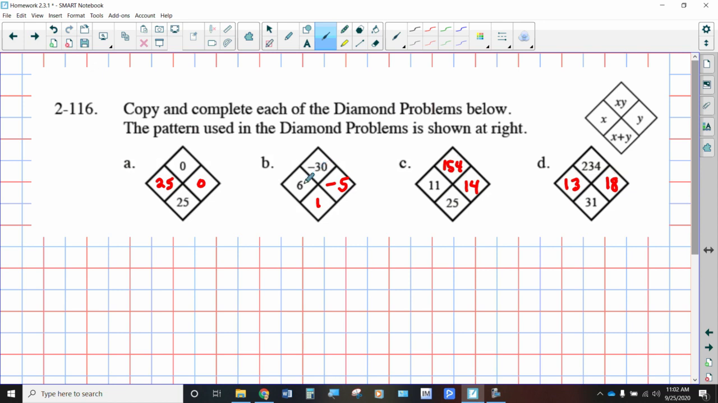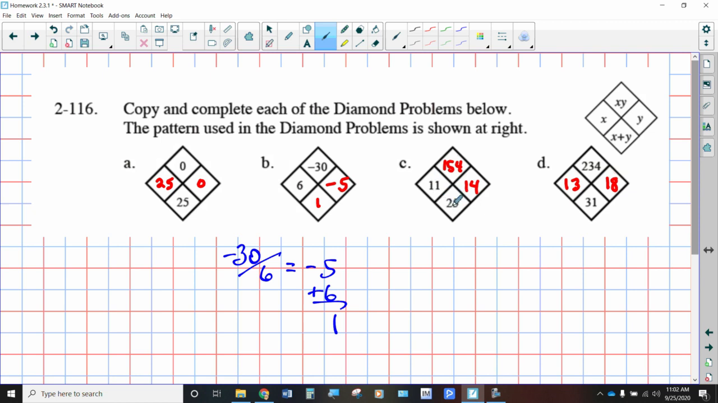Here, you know that you're multiplying 6 times something to give you negative 30. So what would you multiply? Well, do the division. Negative 30 divided by 6 is negative 5. So that means this number has to be negative 5. So now you're going to add 6 and negative 5 together to give you 1. So that's the sum at the bottom.